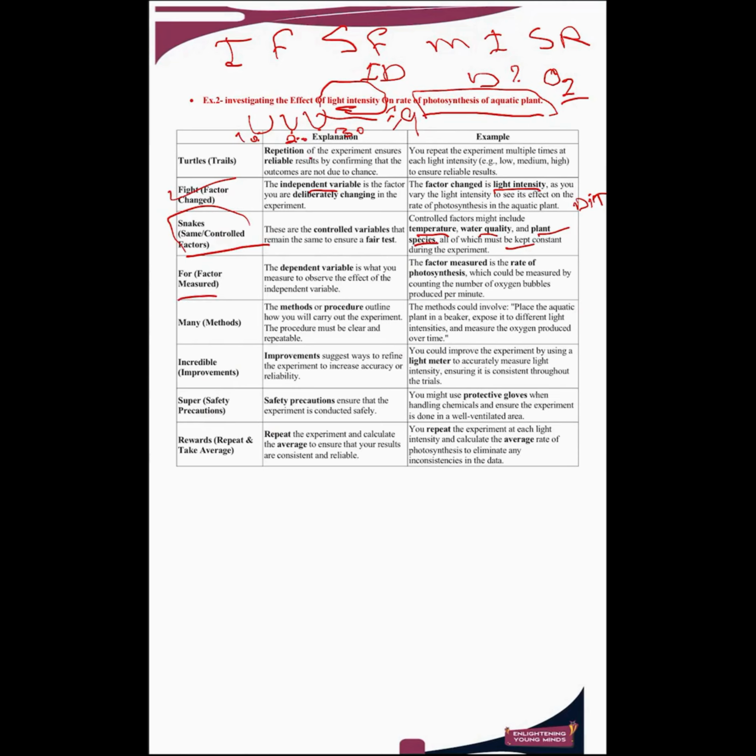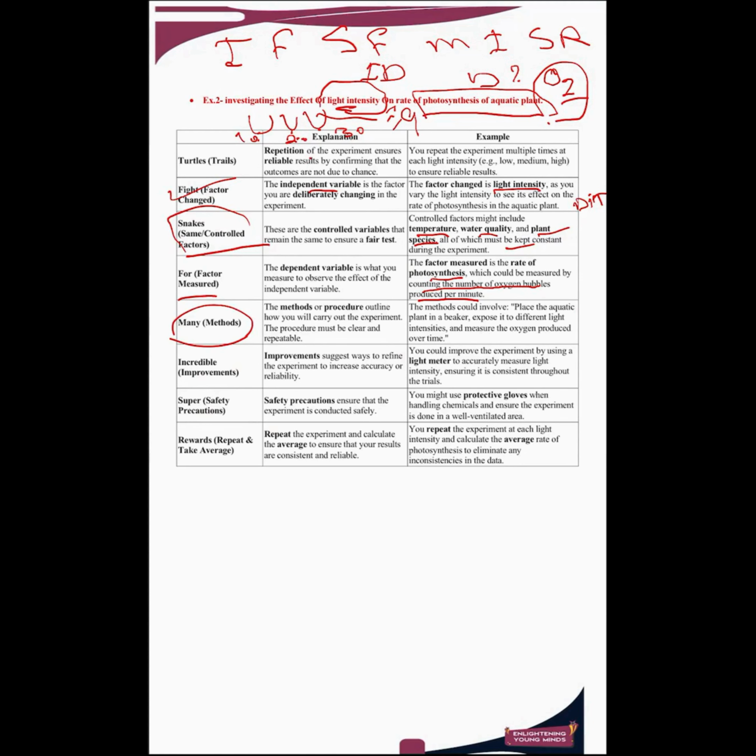Factors to be measured. What are you going to measure? You're going to measure the dependent variable, which is the rate of photosynthesis, and we are going to count the number of oxygen bubbles per minute. Or we are going to measure the volume of oxygen produced using a gas syringe.